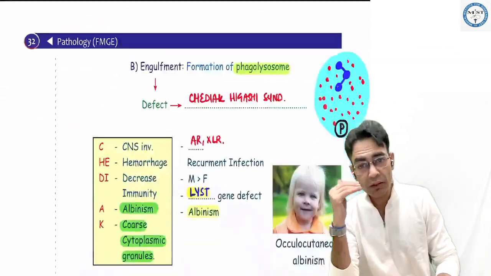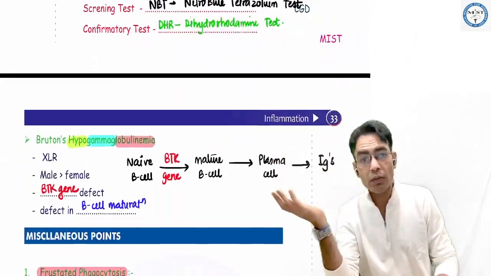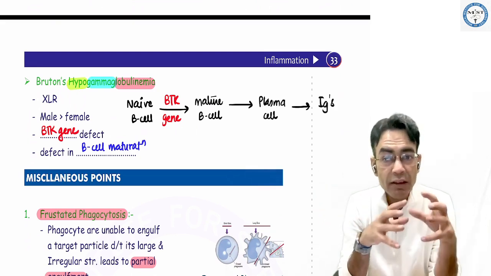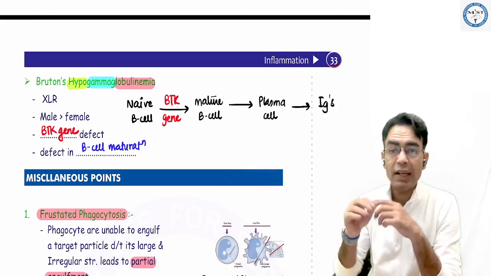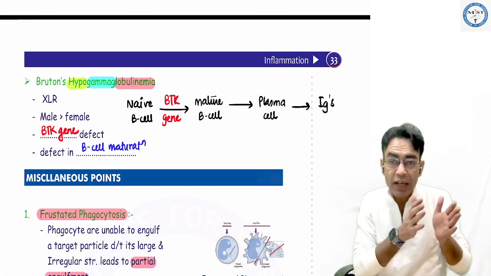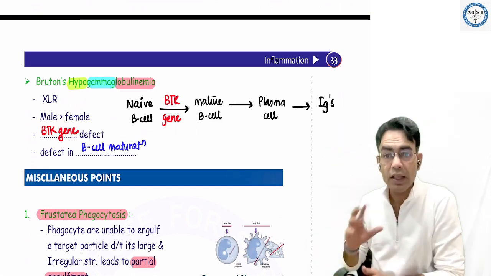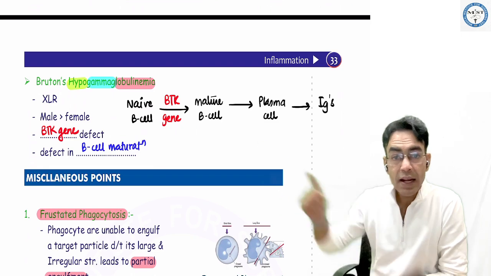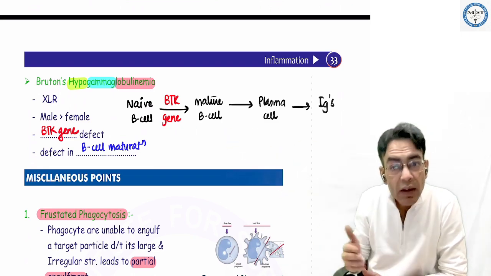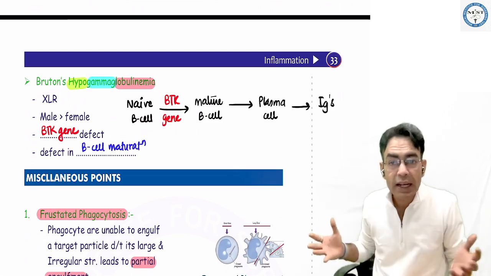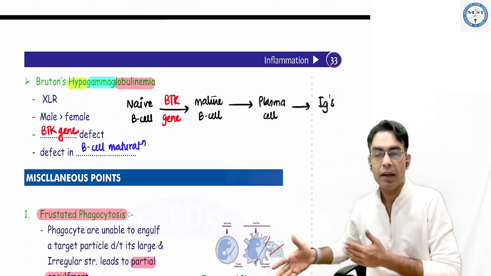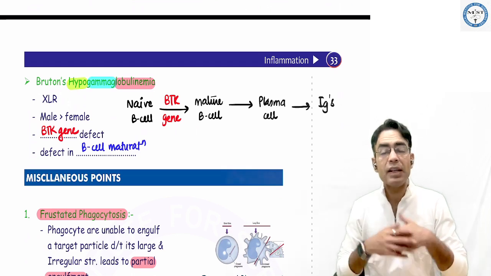There are some more things we have to learn, like Bruton's agammaglobulinemia, hypogammaglobulinemia. Here the naive B cell is going to convert into a B cell, and then it will convert into a plasma cell and give you antibody. But for conversion of naive B cell to a mature B cell, you require a gene called BTK gene. If this gene is mutated, you never have a mature B cell. And if you never have a mature B cell, you're not making antibodies. So the patient has hypogammaglobulinemia. It is due to BTK gene defect and B cell doesn't mature.